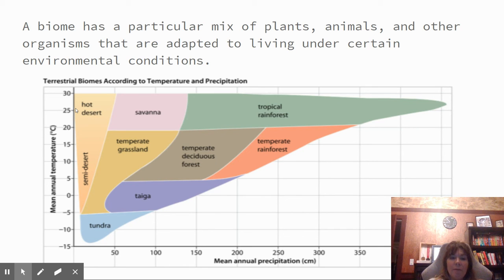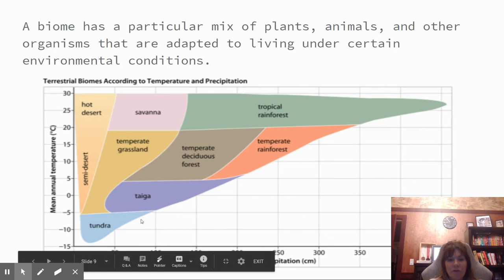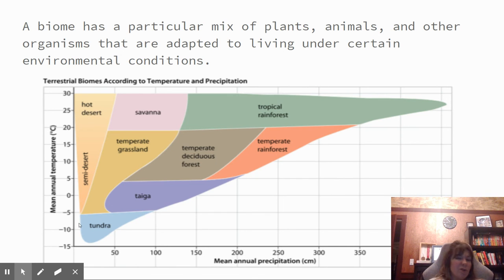We can also look at how much rain falls and temperature this way. You can see here, this is the tundra and a semi-desert. A tundra or the Arctic is also a type of desert, except instead of being a hot desert, it's a cold desert because it doesn't rain or snow very much. Well, it has lots of snow, but it doesn't have a lot of mean annual precipitation. So you can use this to see all the varieties and different types of biomes that we have all over the world.